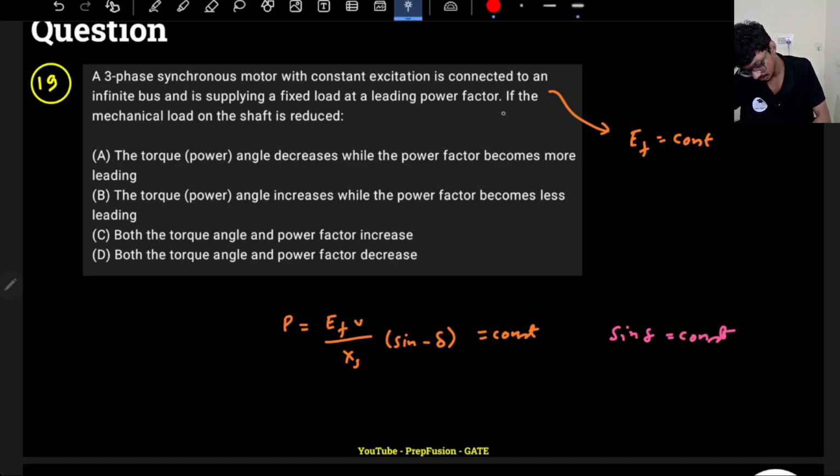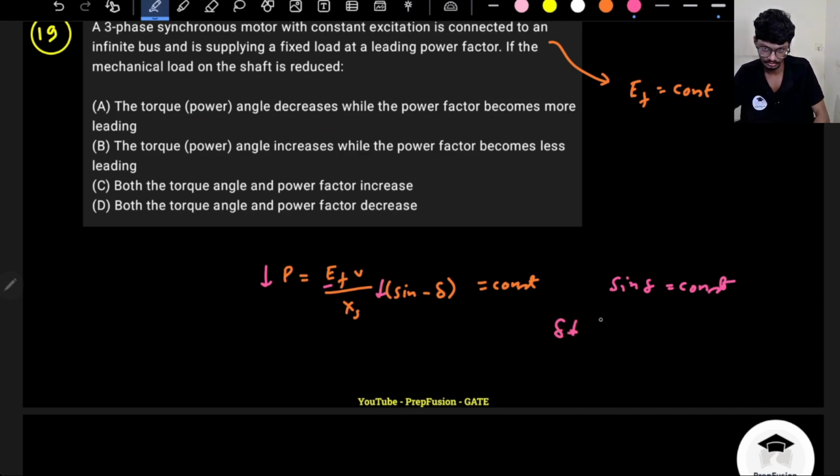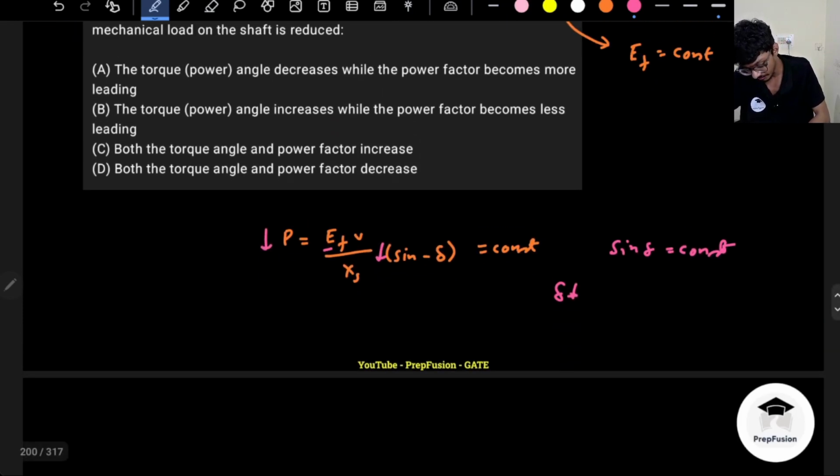Excitation is constant, right? If the mechanical load on the shaft is reduced, that means the power is reduced, so what will happen? The torque angle decreases while the power factor becomes more leading. Torque angle will reduce, because if power is reducing and this is constant, this has to reduce. If this has to reduce, delta has to reduce. Don't get confused by the negative sign. Basically E will be closer towards Vt. So delta will reduce, that is for sure.